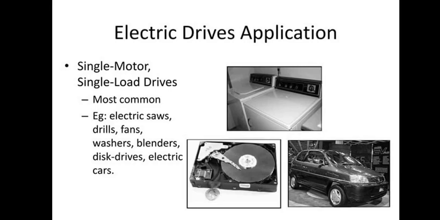Here the figure shows the application of an electrical drive as a single motor versus a single load. That means a single motor drives a single load, like a washing machine, electrical disk drives and electric cars. Generally the electric motor drives a single load or single application, such as electric saws and drills, fans, washing machines, blenders, and disk drives. Here is a single motor drive, single load system.